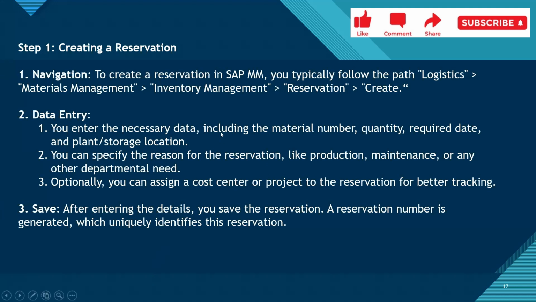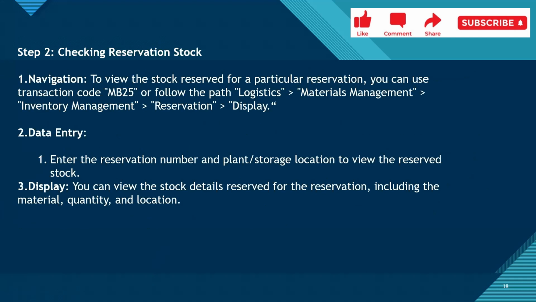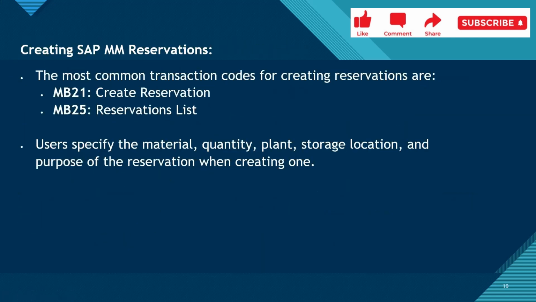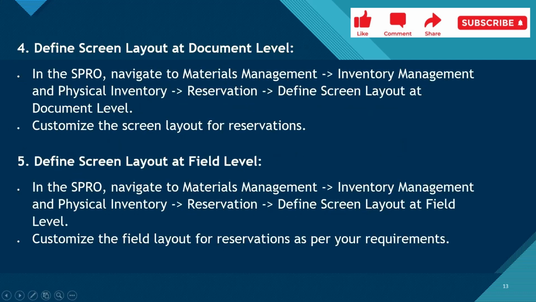So the next step is to check. Once we have created it, to view the stock which I have reserved, I can go to this part. The T code is MB25, so we saw a list of MB25, I guess, right, to show the list. So it was 25, or I forgot. 25, right? So this is the one. So it's the reservation list. If we go to MB25, it's a reservation list that we have.